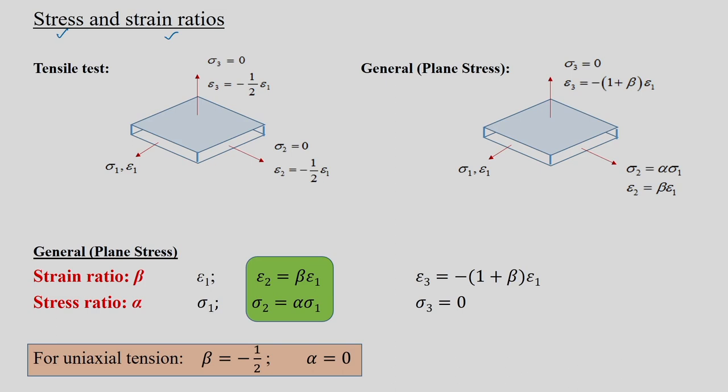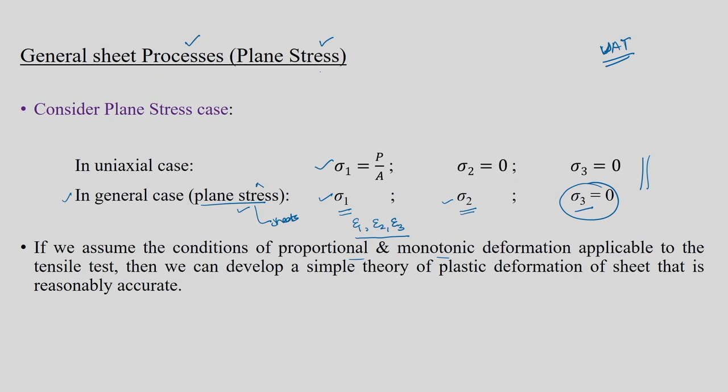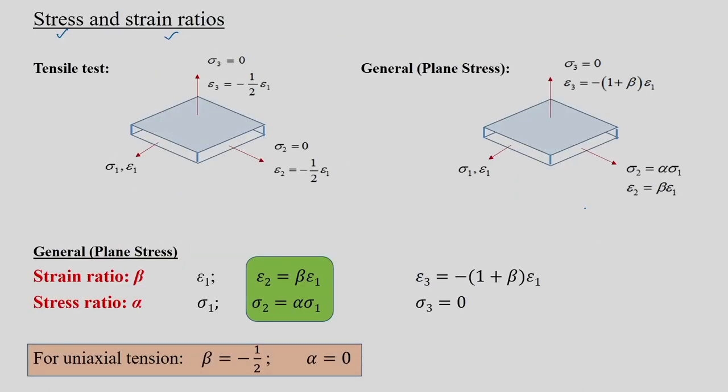Whatever I gave in the previous slide, sigma 1, sigma 2, sigma 3 for uniaxial and for plane stress in the general case, can be represented schematically like this. For the tensile test, I have not drawn a rectangular strip, I am just drawing in general. This is a sheet, and this is one direction. In a tensile test, I am going to have sigma 1, sigma 2 is going to be 0, sigma 3 is going to be 0, and that is it. But all three strains exist: epsilon 1, epsilon 2 and epsilon 3. Epsilon 1 you get from the original dimensions and the new length. If that is known, then epsilon 2 and epsilon 3 can be calculated in this way, which we already derived in the previous slide. So this is with respect to the tensile test.